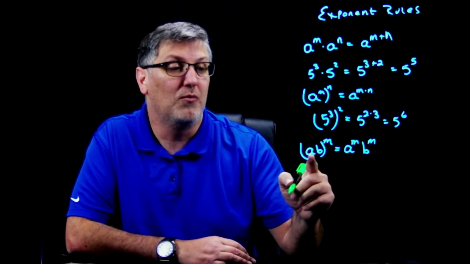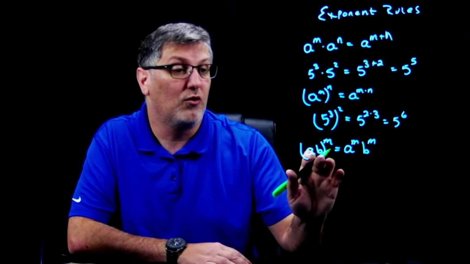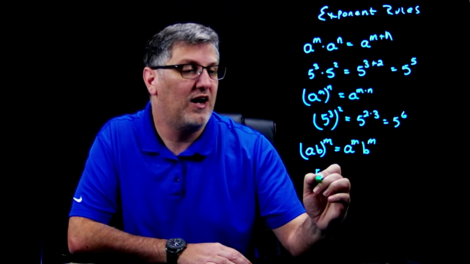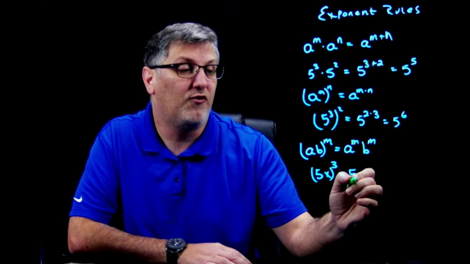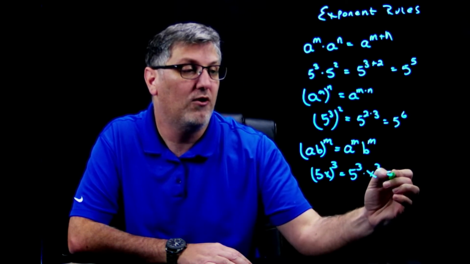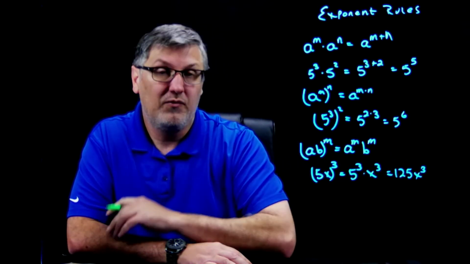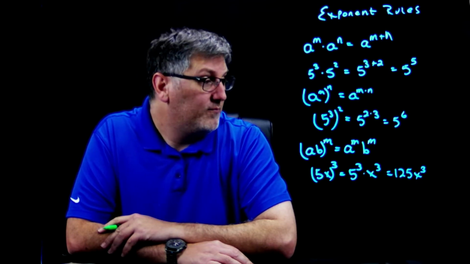Now, if you notice you're multiplying here, you're not adding. You can't do this if you're adding. This only works if you're multiplying. So this would be something like 5x to the third power. This is really 5 to the third power times x to the third power. 5 to the third power would be 125x cubed. So there are 3 rules right there.